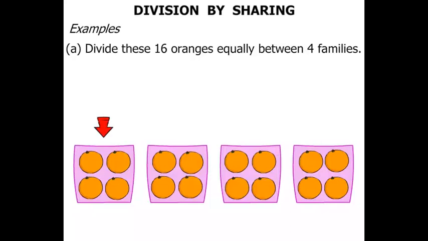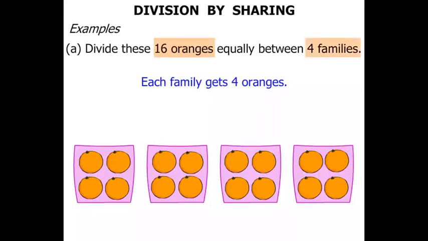Now we can see in the first basket, there are 4 oranges. In the next, also 4 oranges. Then 4 oranges there and 4 oranges there. In other words, each family gets 4 oranges. So we can say that 16 oranges split up between 4 families, we can write that as 16 divided by 4. And the answer equals 4.